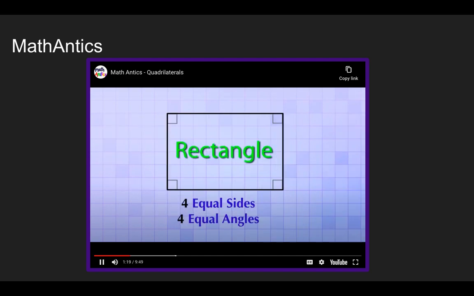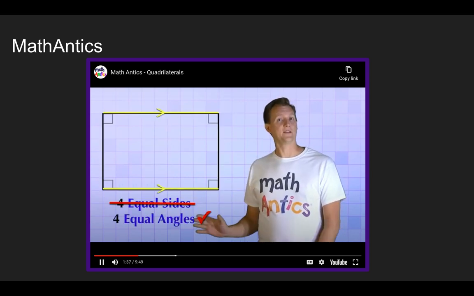A rectangle is a quadrilateral that still has 4 equal angles. Notice that when we stretch the square, the angles didn't change at all. But it does not have 4 equal sides. Again, notice that just like a square, a rectangle is made from 2 pairs of parallel sides. All right, so that's a rectangle.